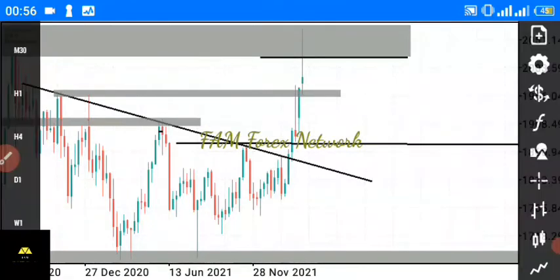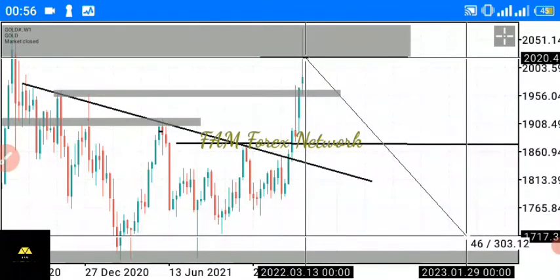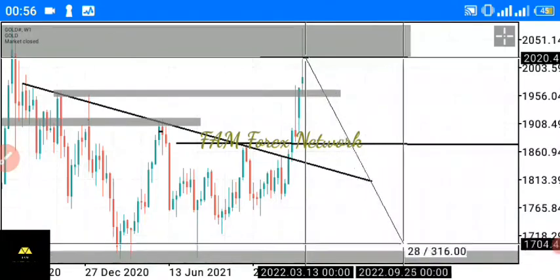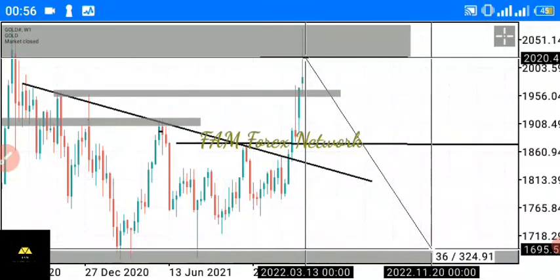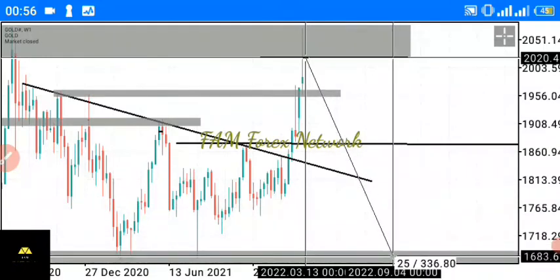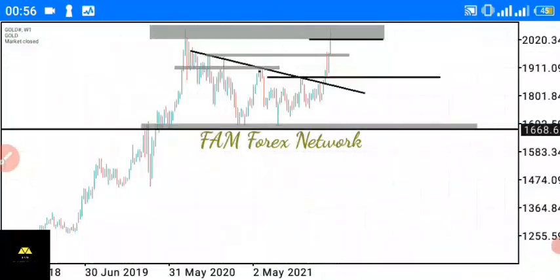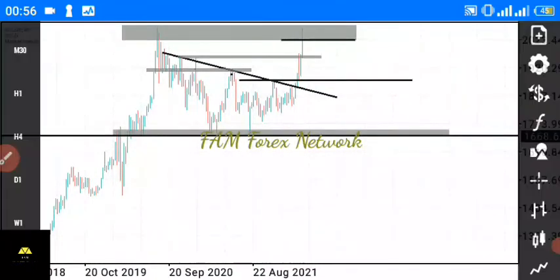So just imagine how much you'll be making from this particular trade, and this might last for almost a year, or maybe not a year, maybe 2 or 3 months. So you can see making 3000 pips from this particular market. I mean, this is going to be a huge move. I'm really happy for it. So now that's for gold.